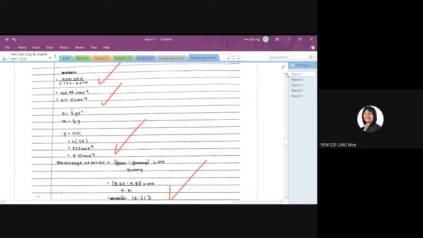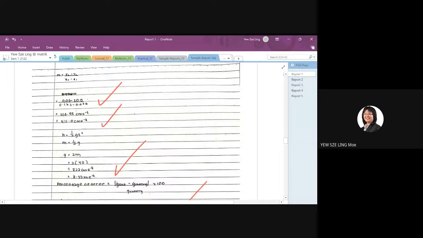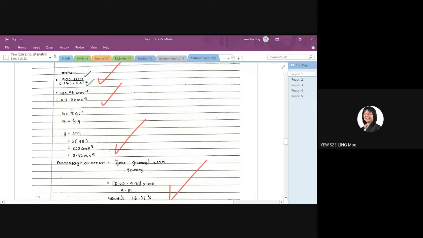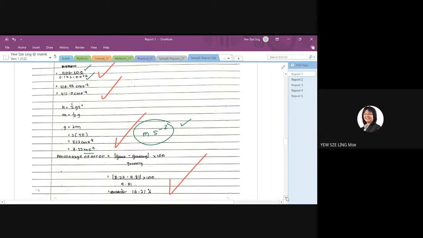And then the calculations. So far, you got the correct decimal places. This one is 1 decimal place, this one is 3 decimal places. So you got 411 cm s^-2. And then you converted it into meters per second squared. Some reports left the answer in cm s^-2. That is wrong, because I told you already that what I want is m s^-2. This is the unit that I want.